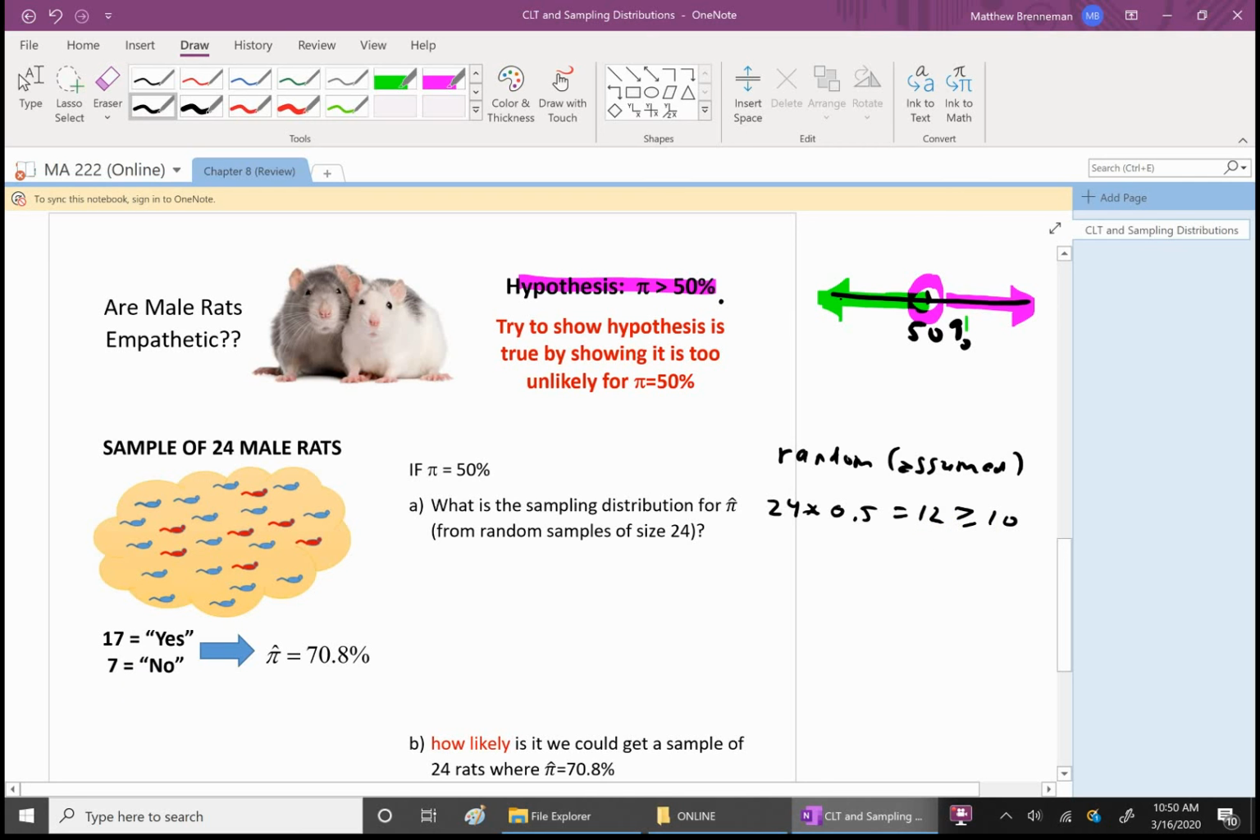And it's not too large. I mean, 24 is not 1/10 of the entire population of all male rats. So it's not too large. So all of our assumptions are satisfied. We can use the central limit theorem. So in this case, we're assuming that pi is 50%.